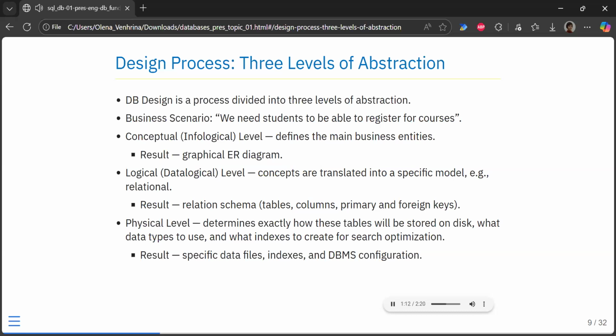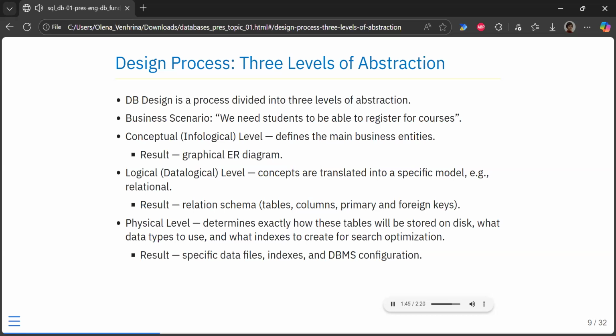Next, we move to the logical level, where we try to find the answer to the question, how? How do we technically organize these entities? Here we choose a model, for example, Relational SQL. Our conceptual entities become specific tables, the students table and the courses table, and the many-to-many relationship, which cannot be implemented directly, we resolve by creating a third intermediate table. Let's call it enrollments. The result is a technical plan, a schema of tables, columns, and keys.